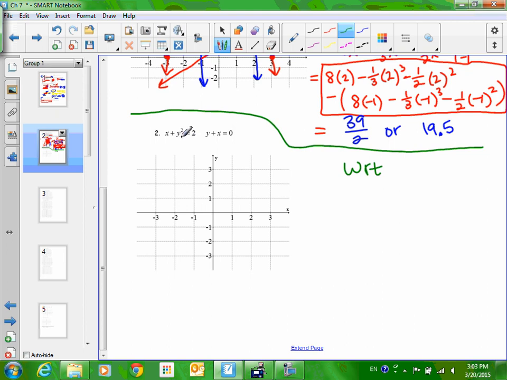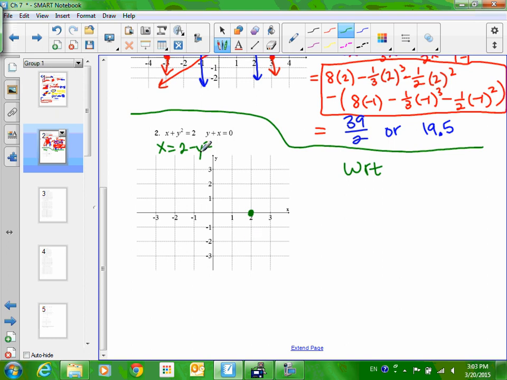Plot points, and here it's probably going to be easiest to get x by itself. Because if I try to get y by itself, then I'm going to have square roots, and that's going to be complicated. So when I let y be 0, 2 minus 0 squared is 2, that's going to give me the point 2 comma 0 as part of this graph. And I'm just going to keep going from there.